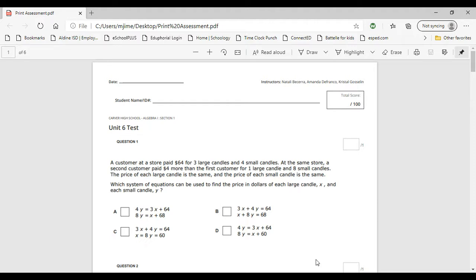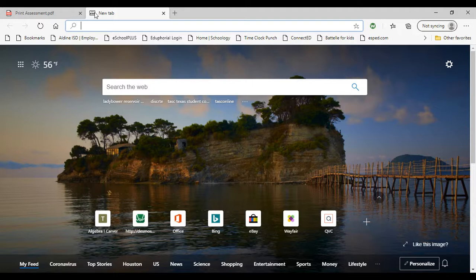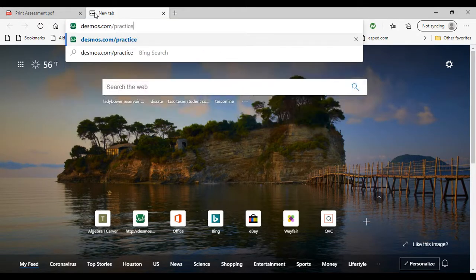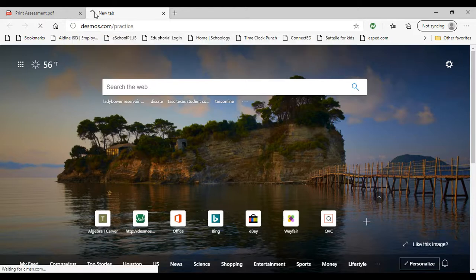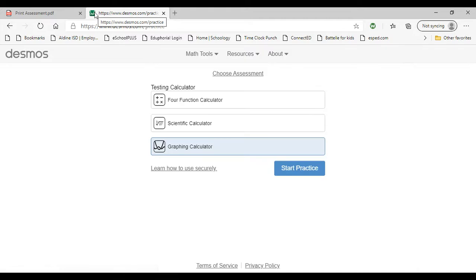All right, so we're going to start with this one. I'm going to go ahead and tell you how to use the calculator that you need to use. We're not just using Desmos, but we're using desmos.com/practice because this is the calculator you'll be able to use on STAAR. So you need to get familiarized with it.